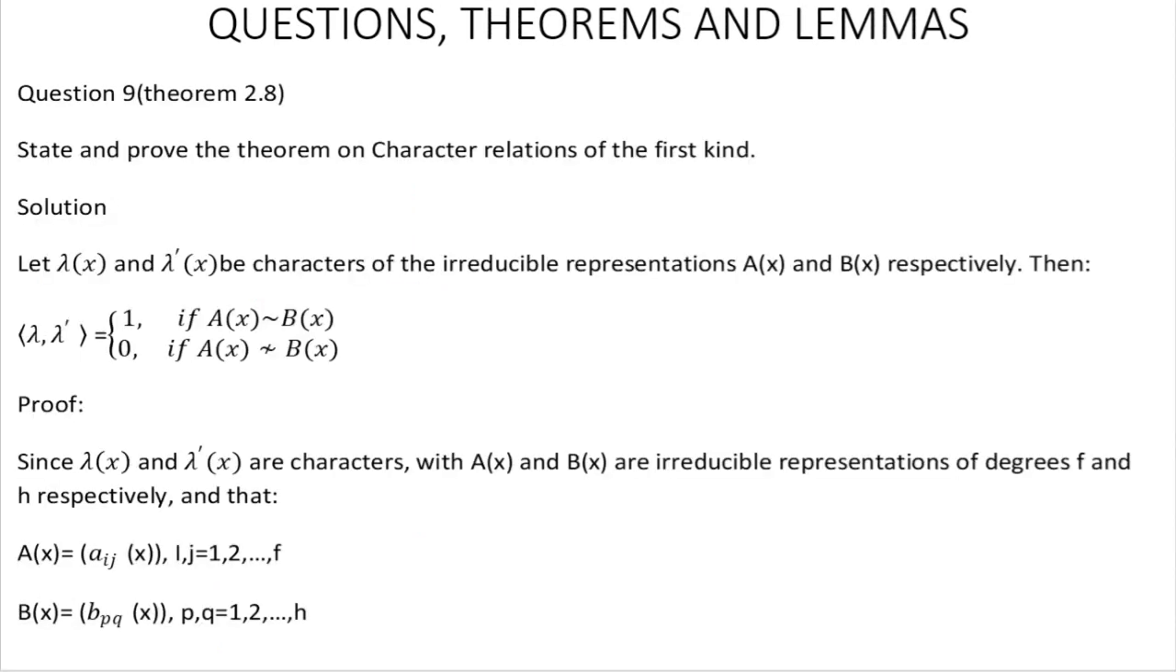Next question before us says that we should state and prove the theorem on character relations of the first kind. So we need to be able to state it and also be able to prove it. Now, what does it say?